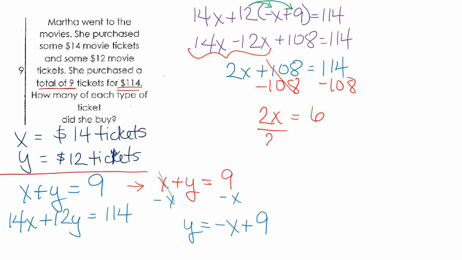And then I'll divide by 2. And so that lets me have the value of x equals 3. So what that means in the context of the problem is that there were 3 $14 tickets sold. So there's 3 of these.